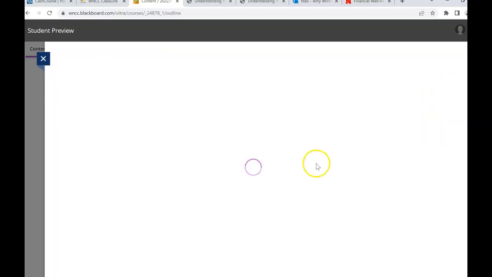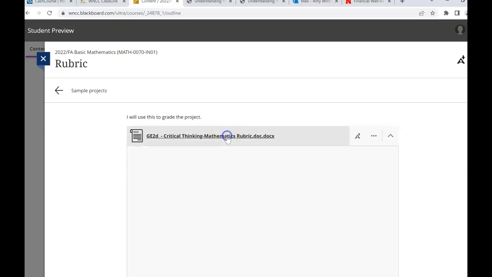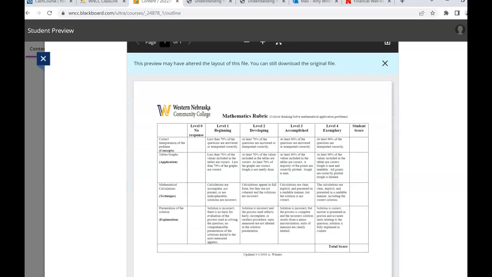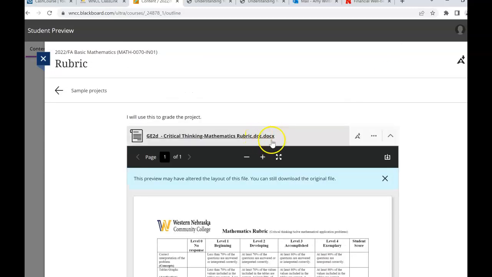And then the last thing is how I'm going to grade it. This is the grading rubric. And it shows you, it's a critical thinking math rubric. So there are 4 categories I'm going to be looking at: correct interpretation of the problem, tables and graphs, mathematical calculations, presentation of the solution. Each of those categories has 15 possible points. So I will use that to grade your project. Again, this is an individual effort. If you have any questions about anything, please let me know. Thank you.